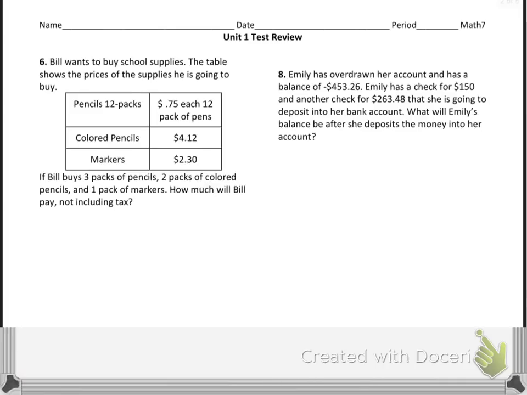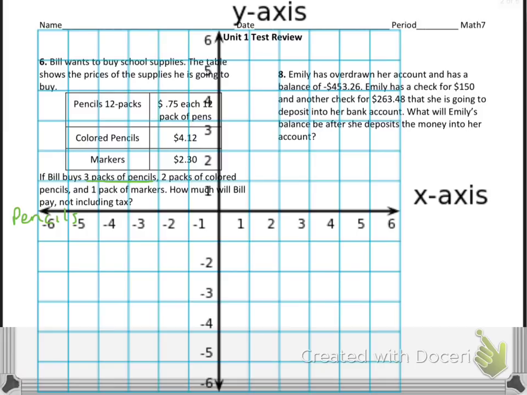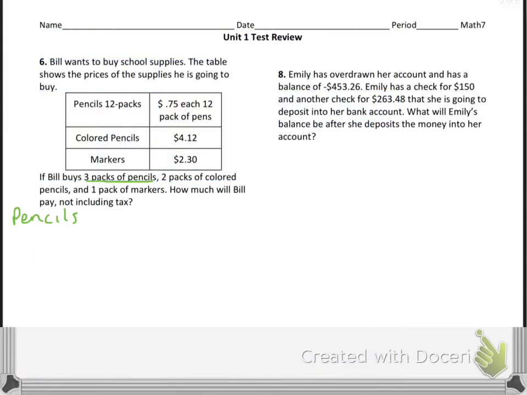So for the first one, the 12 packs, he buys 3 12 packs of pencils. So he buys pencils. He pays $0.75 per pack. And he buys that 3 times. So that's the first way we could do it. We could also just add $0.75 3 times. I think multiplication is a little bit easier.